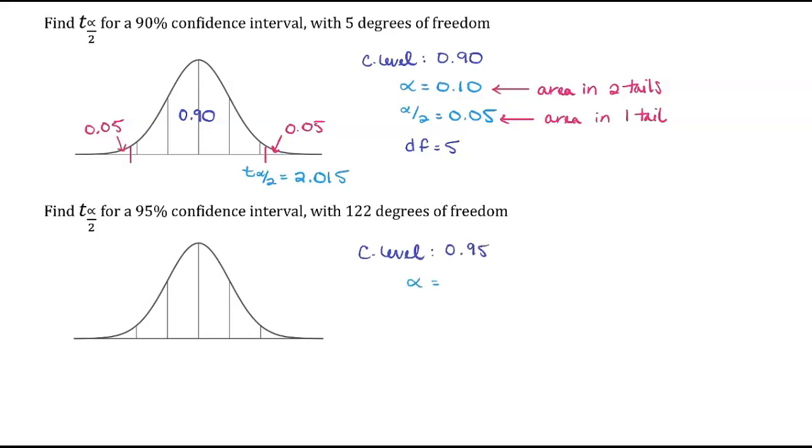This leaves 5% left over for alpha, and cutting that in half, we have 0.025 for alpha over 2. We are also given that our degrees of freedom is equal to 122. With 0.95 in the center of our distribution, we have just 0.025 for our portion of alpha over 2 in the right tail. And t sub alpha over 2 is the value that separates that right tail from the rest of the distribution. Let's again take a look at our t distribution table to find t sub alpha over 2.